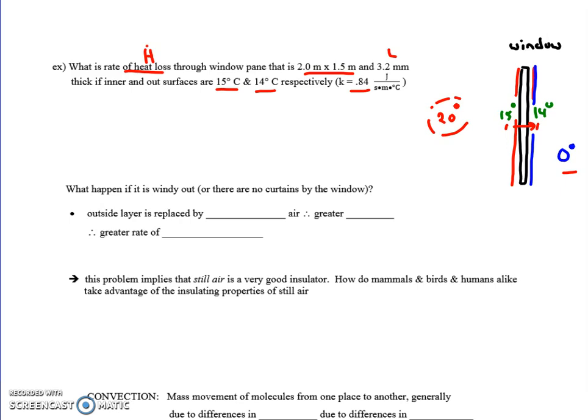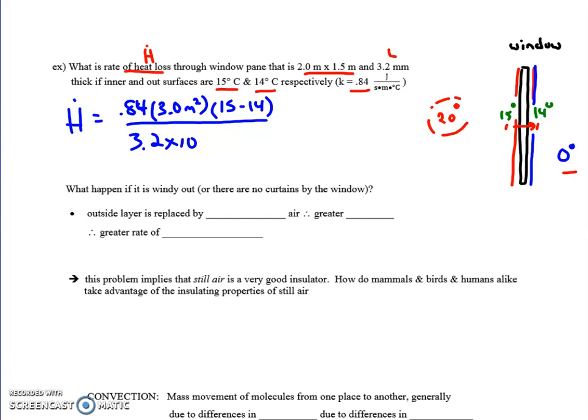Okay, so with that in mind, then we can say H dot is going to be equal to K, 0.84 units, times the area. So the area is going to be 2 times 1.5, or 3.0 meters squared, times the temperature difference, which is 15 minus 14 in this case, all divided by the thickness. And the thickness, we're going to make sure we're in metric, 3.2 times 10 to the negative 3 meters. So we see that a really thin glass does not help our situation if we want to mitigate heat losses.